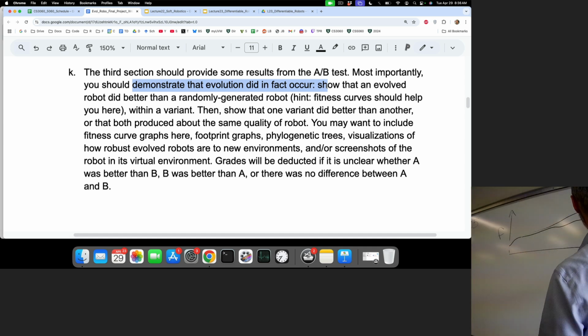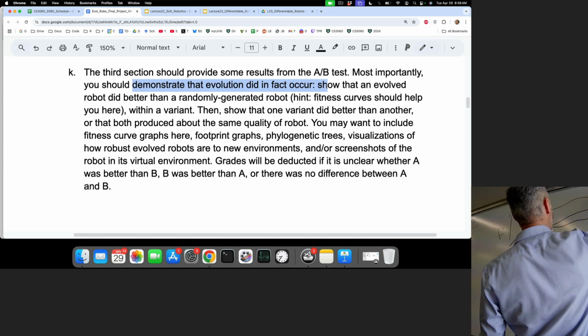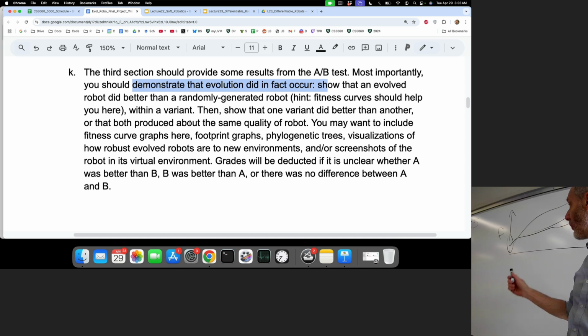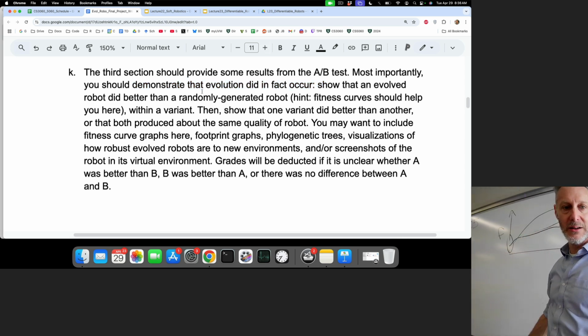This is maybe A1, this is A2, another run of A, here's a run of B, first run of B, and so on. This average, even just eyeballing it, looks like it's higher than this average. That's what we're looking for. Looks like your evolutionary algorithm, whatever it is, actually did something. So show us that an evolved robot did better than a randomly generated robot.